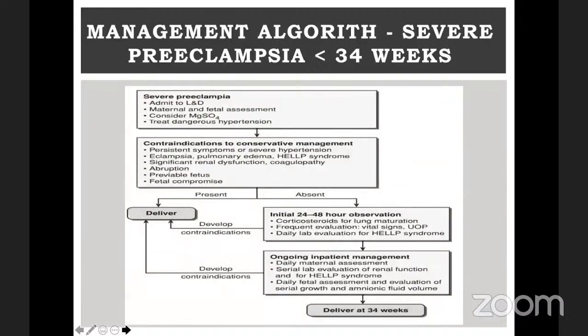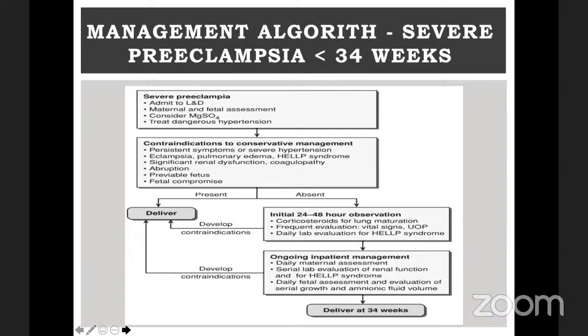Management algorithm for severe preeclampsia greater than 34 weeks. Severe preeclampsia: admit, maternal and fetal assessment, consider MgSO4, treat dangerous hypertension. Contraindications to expectant management are persistent symptoms of severe hypertension, eclampsia, pulmonary edema, HELLP syndrome, significant renal dysfunction, coagulopathy, abruption, previable fetus, fetal compromise. If these are present, you can proceed to deliver.